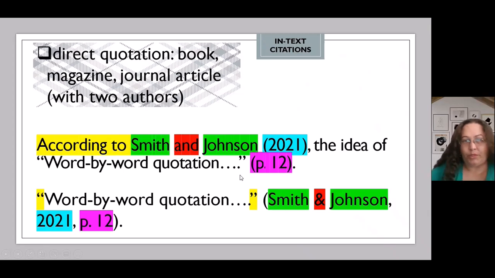If the word by word quotation appears at the beginning of the sentence, then obviously we're going to start the sentence with opening quotation marks, provide the word by word quotation, close quotation marks.